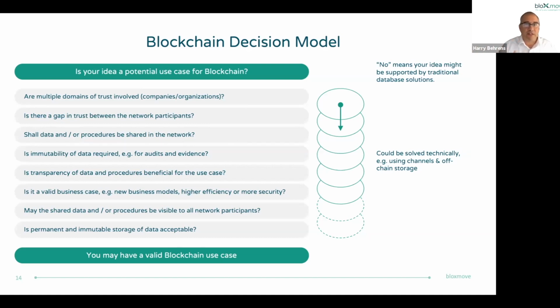Is transparency beneficial? Because blockchain, yes, you can hide private data, and yes, it's GDPR compliant before the question comes, at least if you know what you're doing, but it is a highly transparent system. So is that of benefit or not? If it's of benefit, continue.